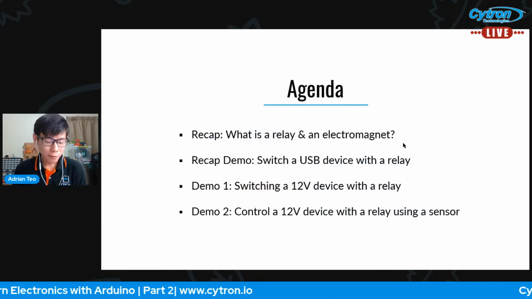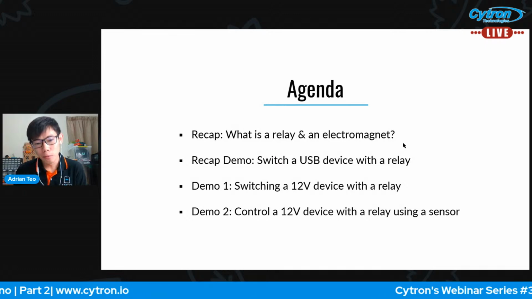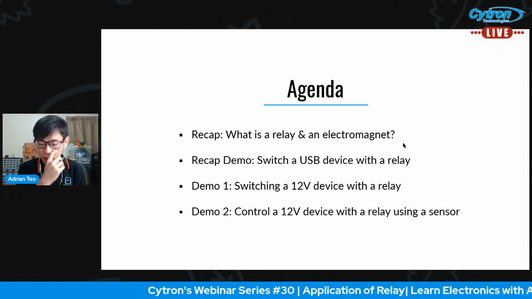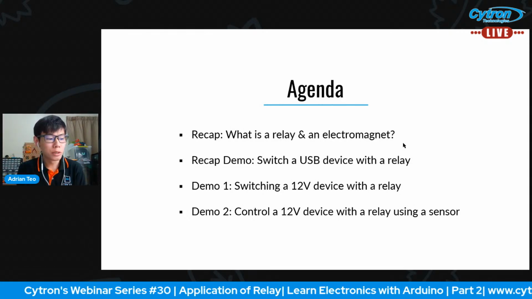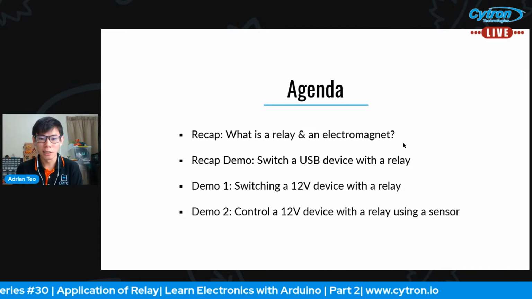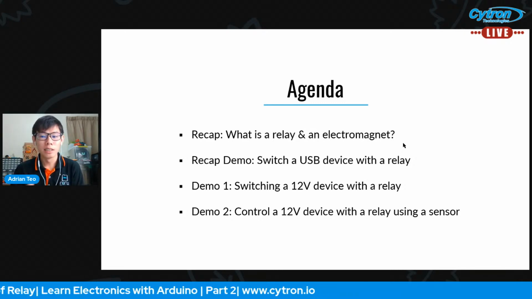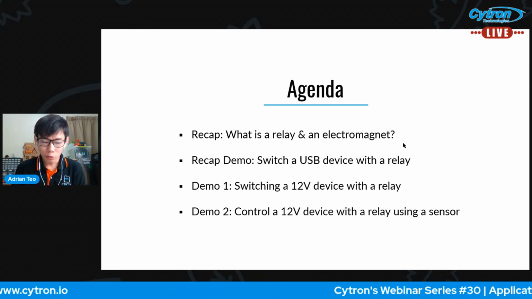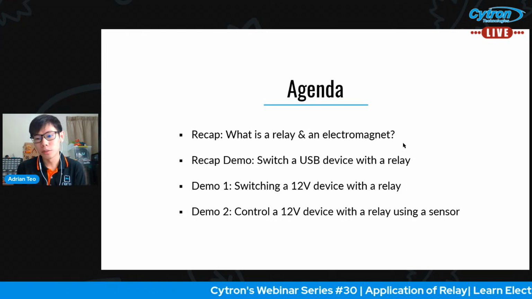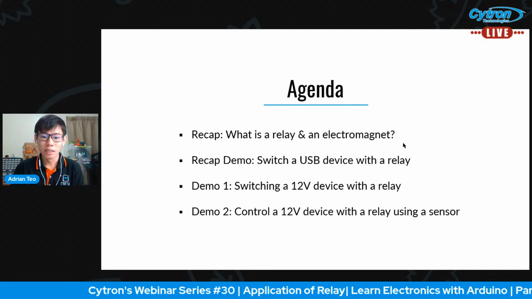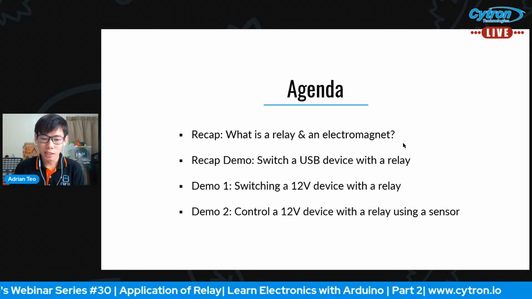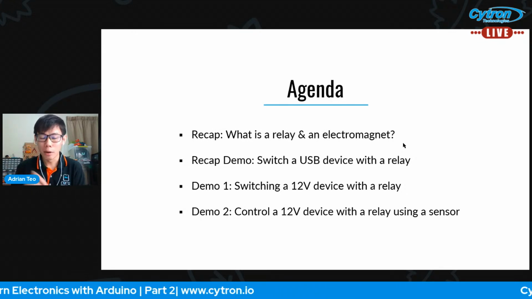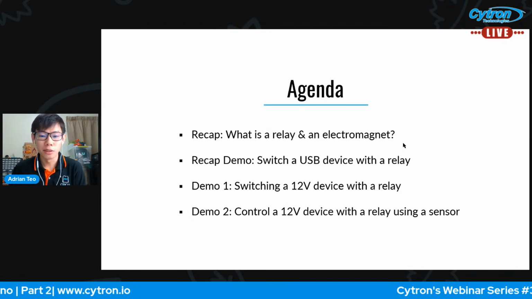So today's agenda: first, I will recap what is a relay and electromagnet, a brief view of what I explained last week. I won't do the breakdown, and I won't show you how to build your own electromagnet, but just quickly go through what we covered last week. If you are interested to see what is in a relay or how to build your own electromagnet, you can always watch the previous session. Go to our YouTube channel and search for What is a Relay Part 1. It's also an hour session.